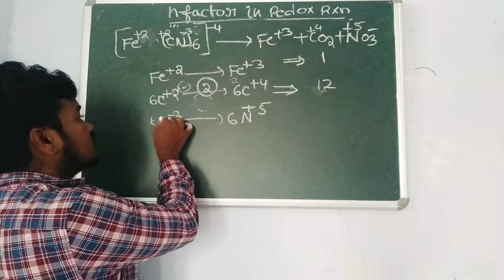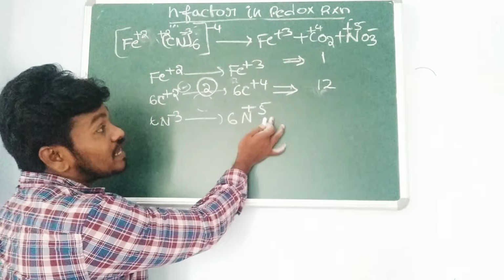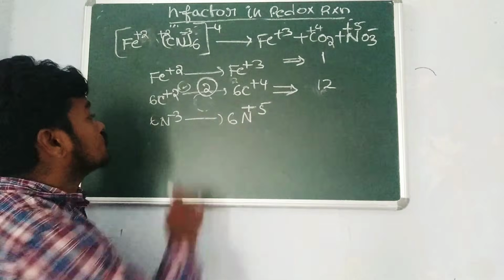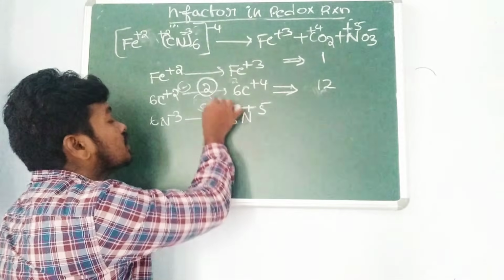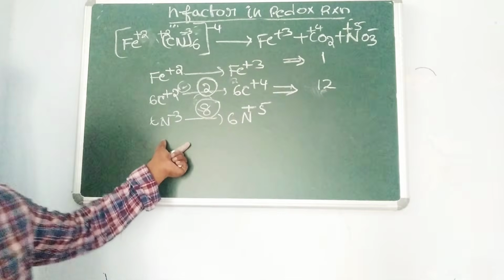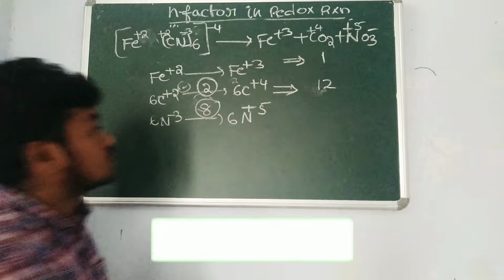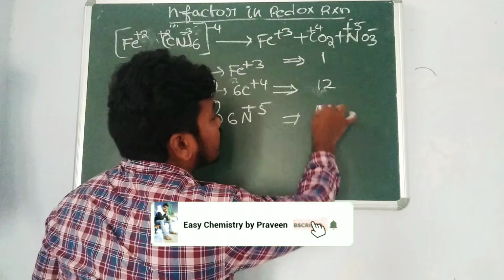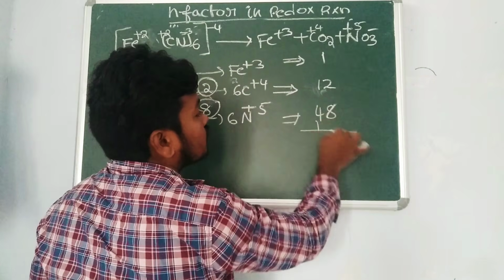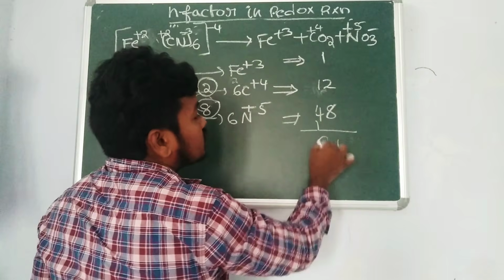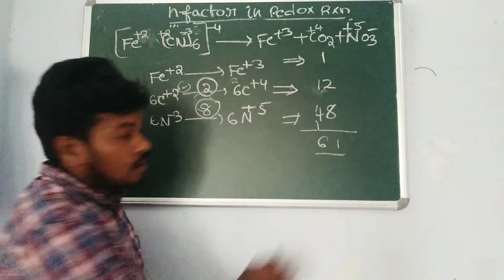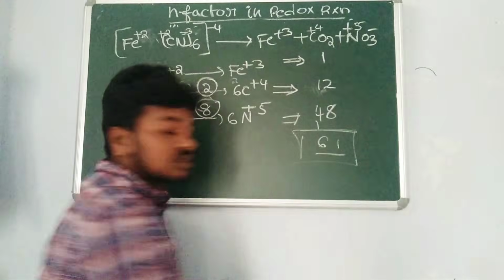But here you can see -3 to +5 it is changing. So that means the change in oxidation number is equal to 8 for 1 nitrogen. How many nitrogens are present? 6 nitrogens are present. So it will be 48. So total count is 61. So 61 is the n factor for the complex ion.